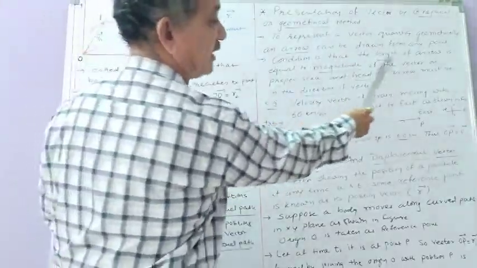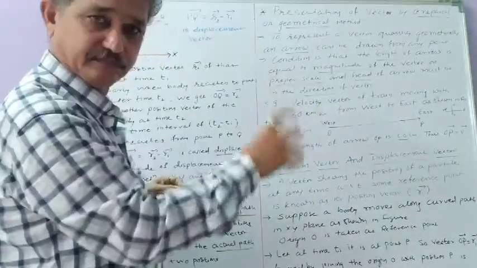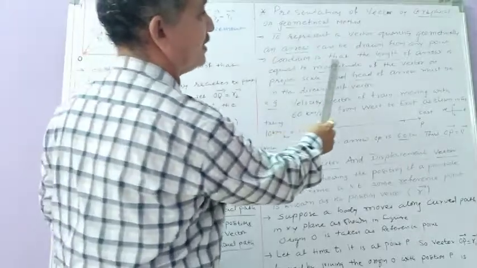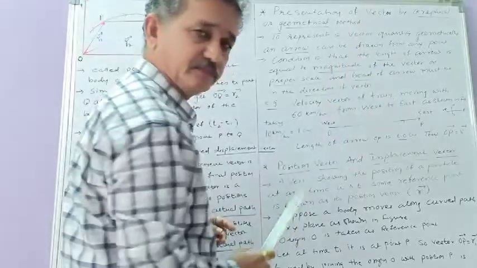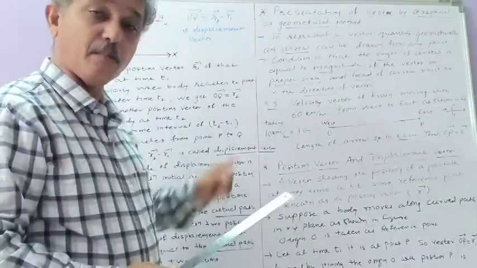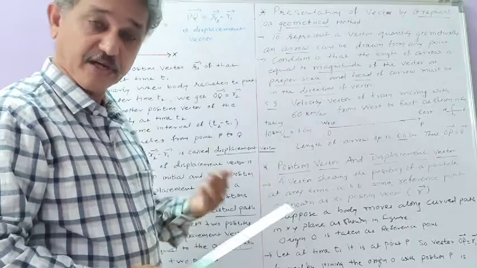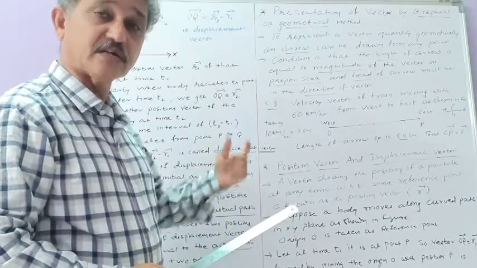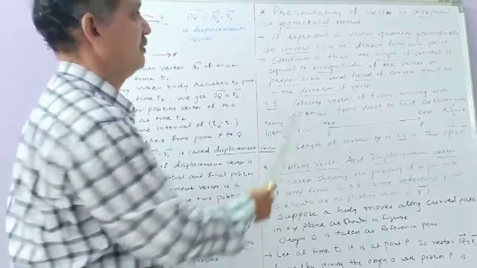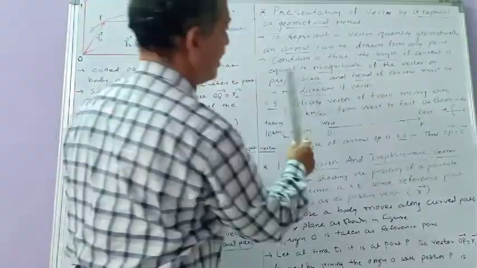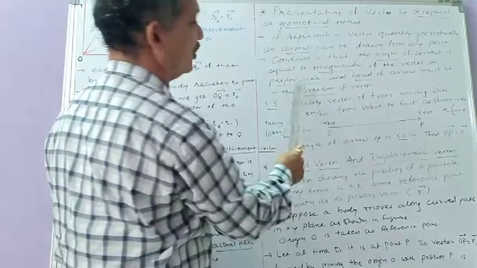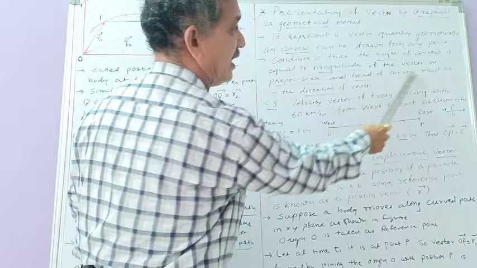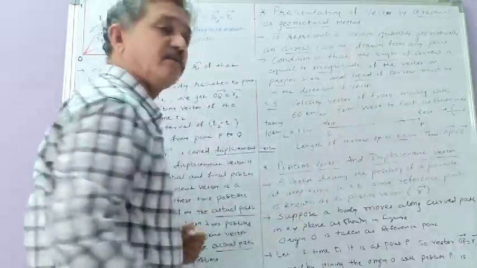The condition is that this arrow has a length and a head. The length of the arrow is equal to the magnitude of the vector. How long should the length be? Equal to the magnitude of the vector. Otherwise, it should be taken on a certain proper scale. You have to choose a proper scale. The length of the arrow is equal to the magnitude of the vector on the proper scale, and the head of the arrow must be in the direction of the vector quantity.